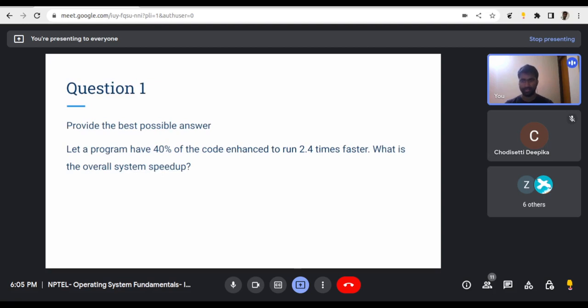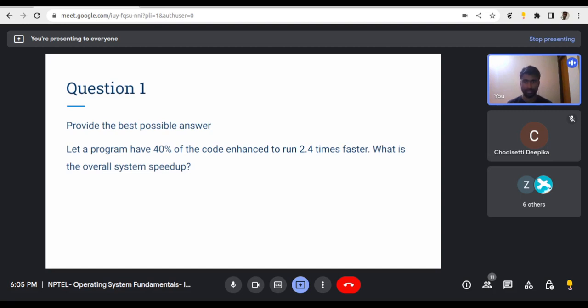So this is the first question. It is related to Amdahl's law. The question goes like this. Let a program have 40% of the code enhanced to run 2.4 times faster. What is the overall system speed up? This question is related to Amdahl's law. It's a very simple question. You can directly apply the formula if you know.